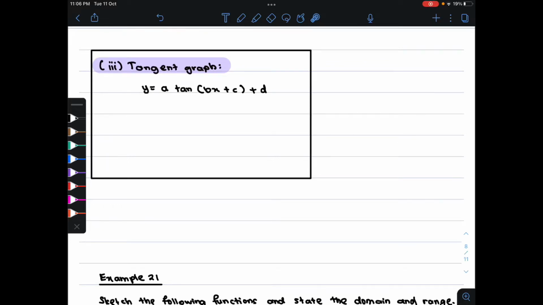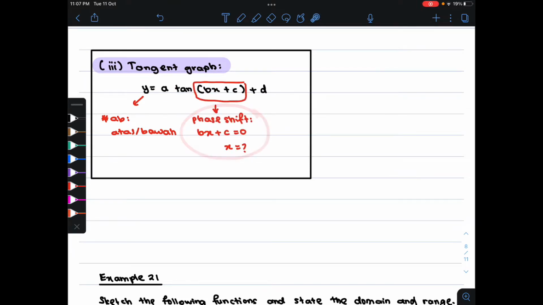The last trig function that we will learn to sketch is the tangent graph, or tan graph. So you need to write your function in this form. And the value of a times b will give you the shape of your graph. And for the phase shift, or horizontal shift, you're going to take everything inside the bracket, equal to 0, and then find the value of x.